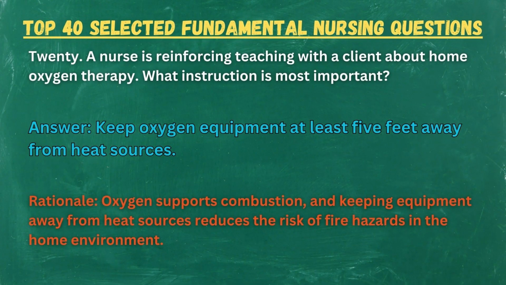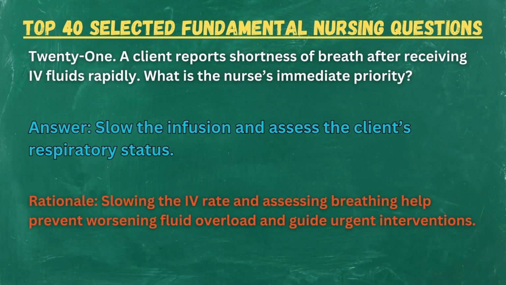20. A nurse is reinforcing teaching with a client about home oxygen therapy. What instruction is most important? Answer: Keep oxygen equipment at least 5 feet away from heat sources. Rationale: Oxygen supports combustion, and keeping equipment away from heat sources reduces the risk of fire hazards in the home environment.